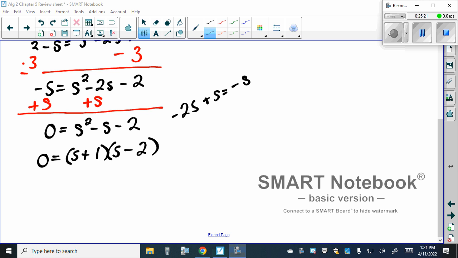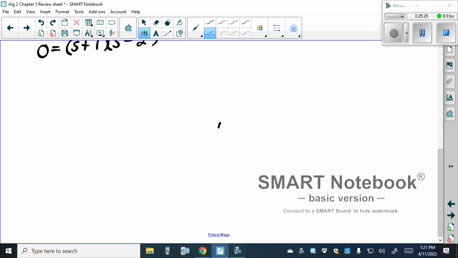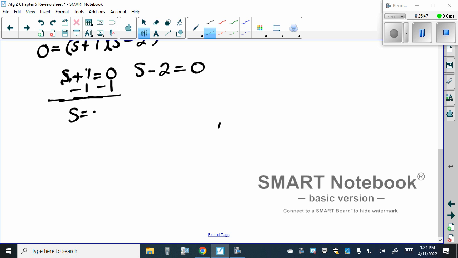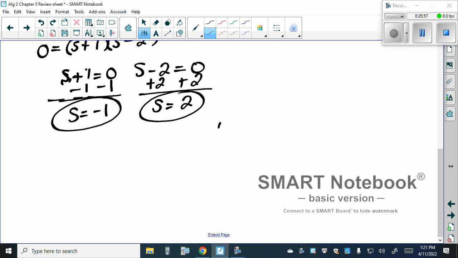So we're going to go on and finish this out. We have two things multiplied together equal 0, so one of them must be 0. It's telling us that either s plus 1 is equal to 0 or s minus 2 is equal to 0. For s plus 1, we can subtract 1 from both sides, telling us s is equal to negative 1. For the other one, we can add 2 to both sides, telling us s is equal to 2.